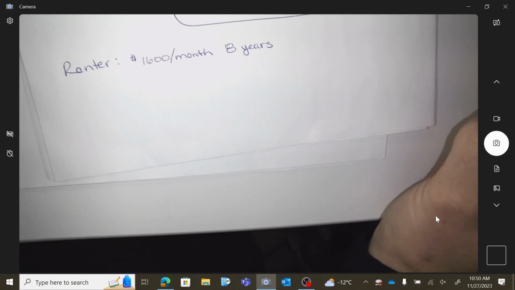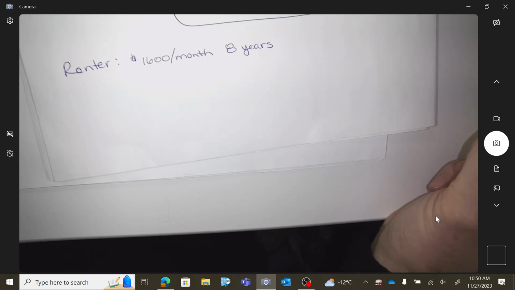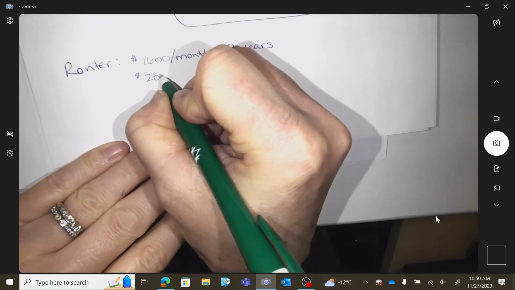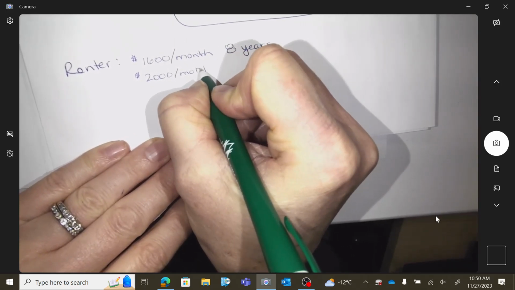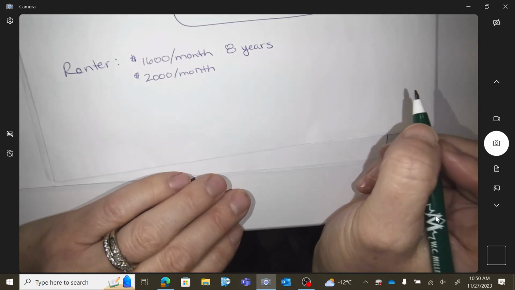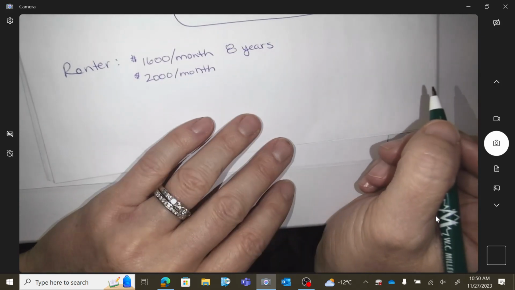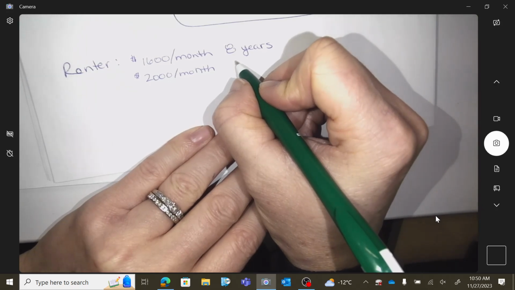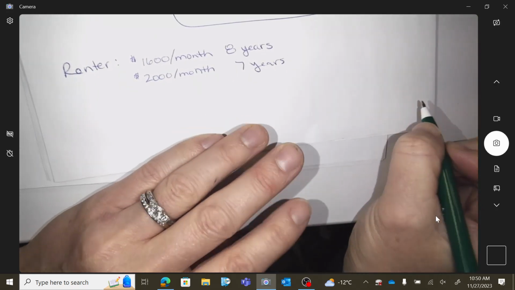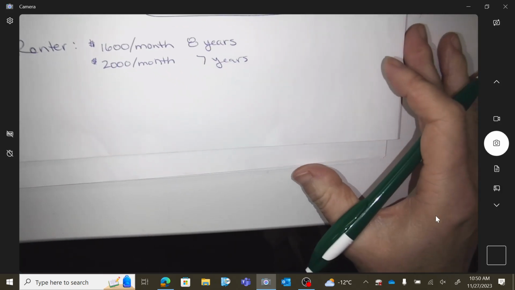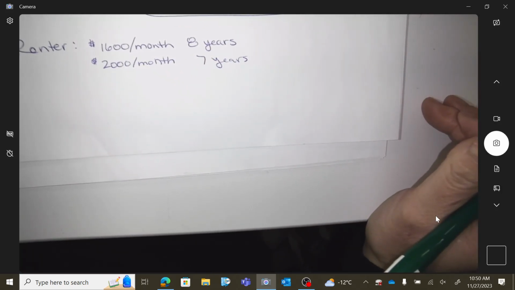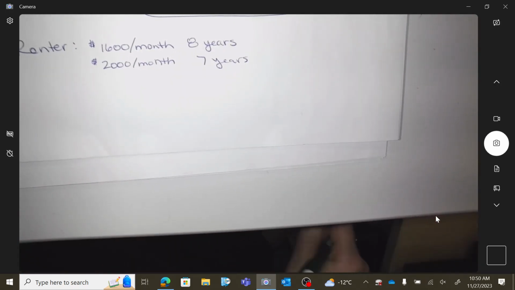And then guess what happens to rent when you live places? If you live there long and long and long, guess what happens? The rent will probably have to increase. Let's say the landlord increases the rent, and now all of a sudden you're paying $2,000 a month. So that would be for the last 7 years. Okay, so how much did this person pay to live for 15 years? What did they pay out?